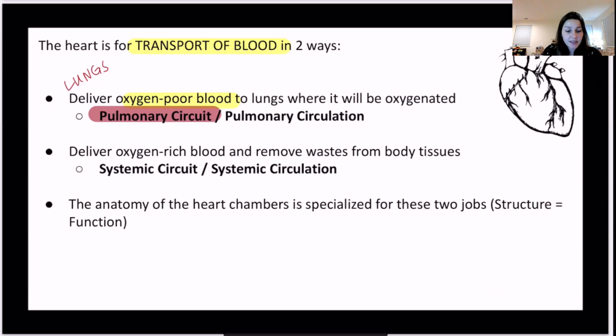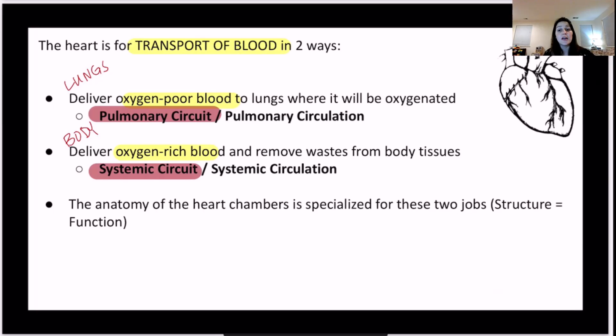Okay, the second place that blood needs to go is everywhere else, to the brain tissues, to my toe tissues, to everywhere in between, and that's called taking blood to the body or to the system. Now that we've oxygenated that blood, we call that oxygen-rich blood, blood that has lots of oxygen in it. We also need to remove wastes from those body tissues via the blood, and so going around to all the systems is called the systemic circuit, and I'll show you what this looks like.